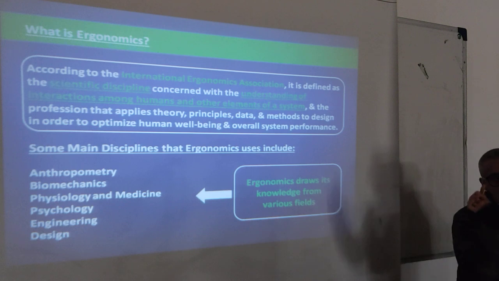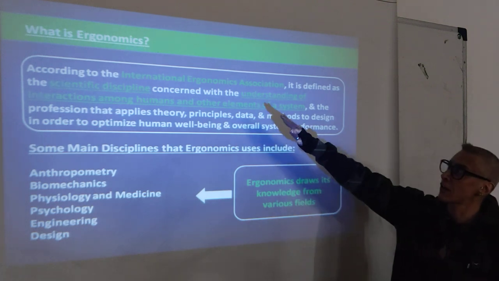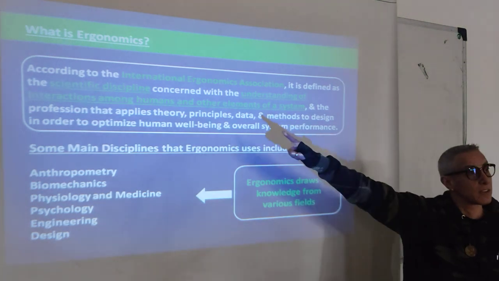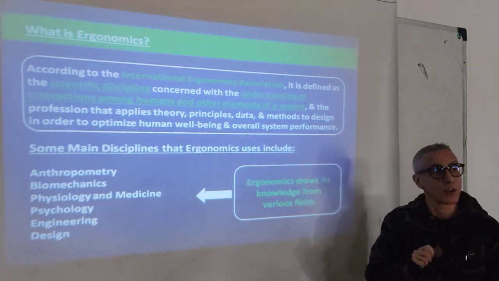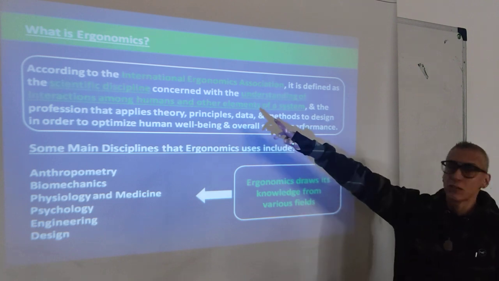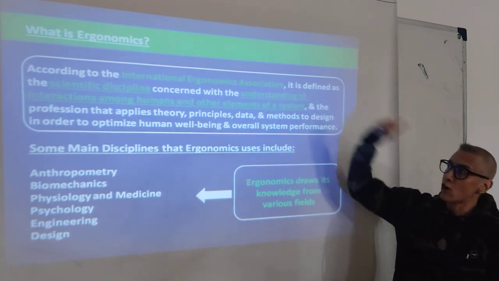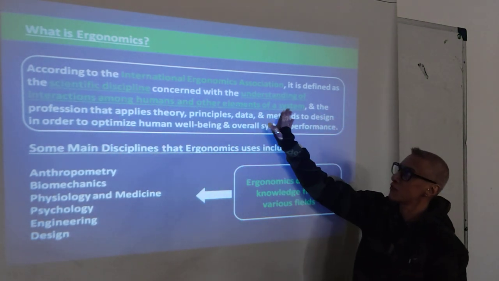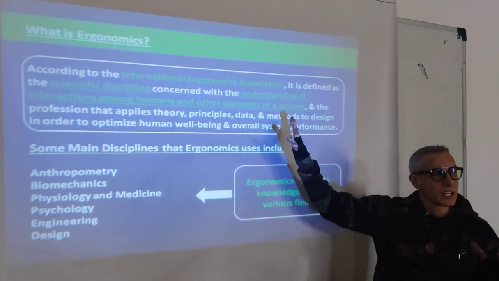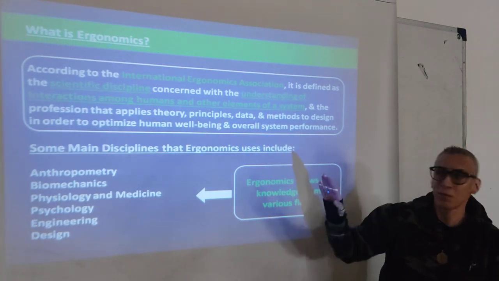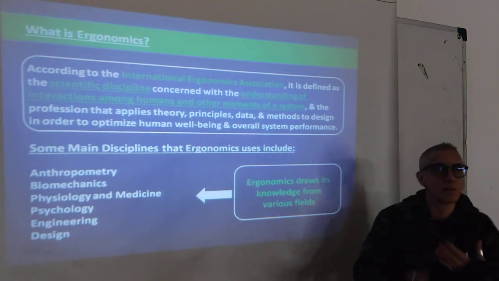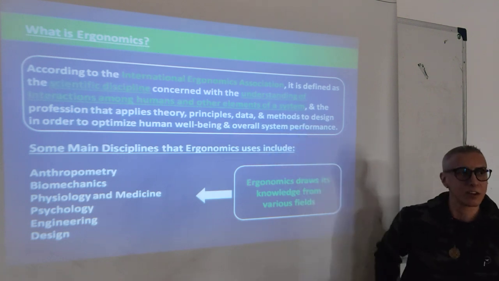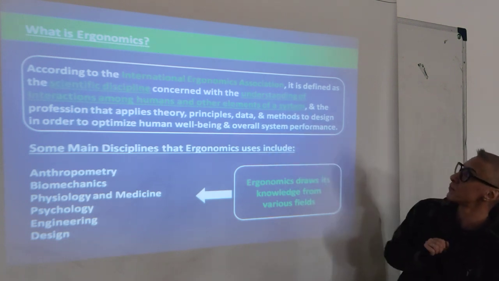Now, there is an official definition of ergonomics by the International Ergonomics Association. It is defined as a scientific discipline. Ergonomics is a science, okay? Concerned with the understanding of interactions among humans and other elements of a system. Now, this is explained a little bit in a complex way, but it's what we explain. So there is always an interaction between people and the designed products. We will talk about systems later in other lectures, so you understand what it is.